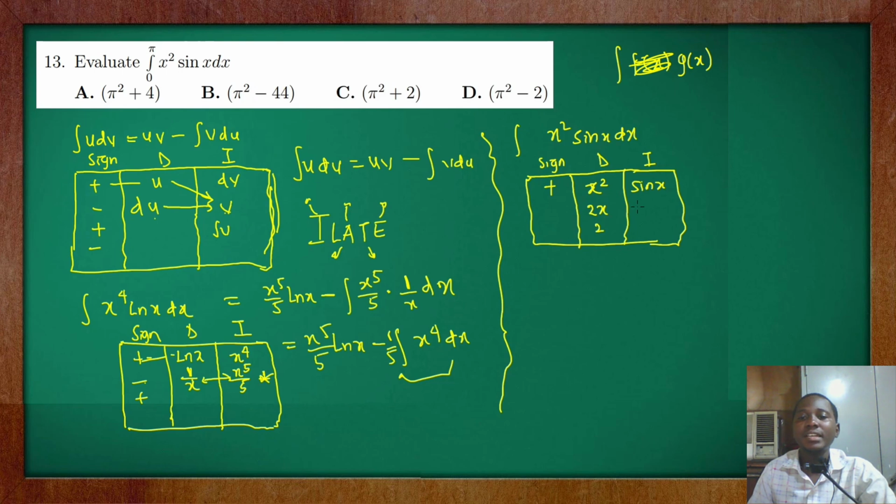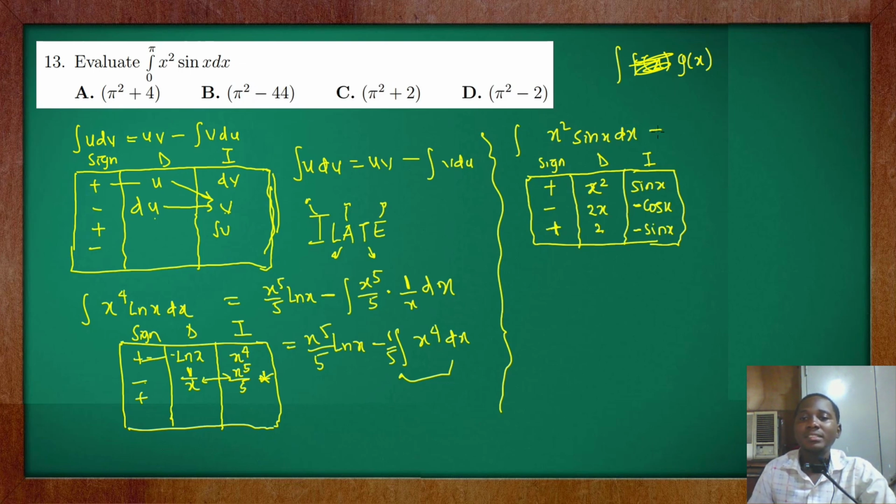If you integrate sine x, I'm going to have minus cos x. And if you integrate cos x, I'm going to have minus sine x. Again, you use your normal conventional signs, minus and plus, like that. Here I'm stopping because I know that if I take the product of 2 and minus sine x, I can easily find the integral.